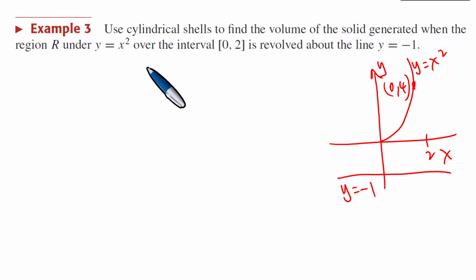Right, remember, you need to use cylindrical shells to find the volume of the solid generated when the region R under the curve x squared over the interval 0 to 2 is revolved about that particular axis there, 0 to 2, like this. You revolve it about the line y equals minus 1. Then the volume.